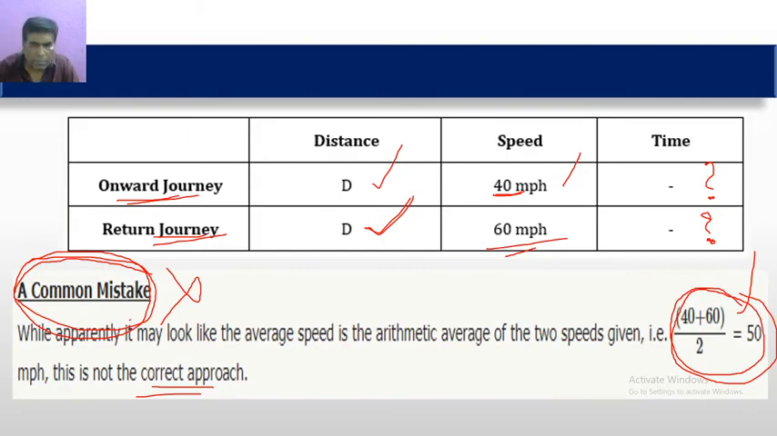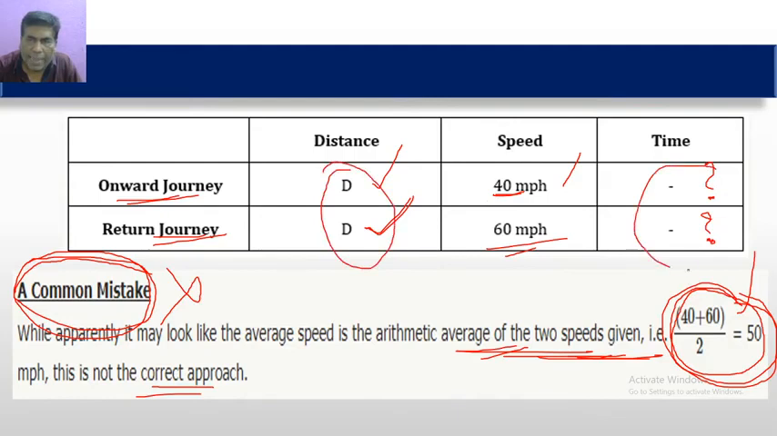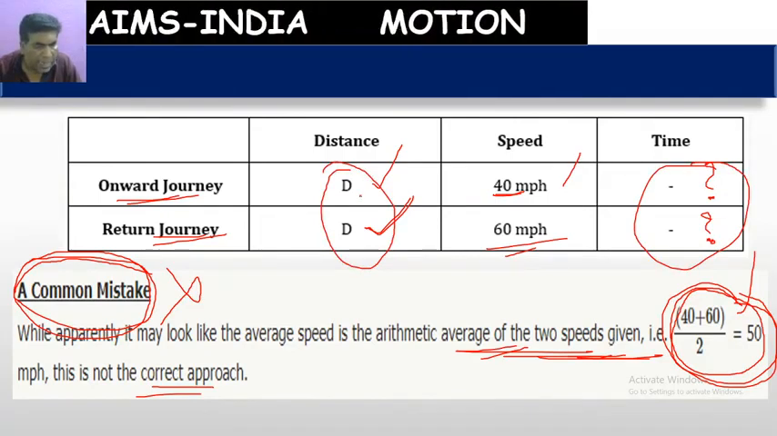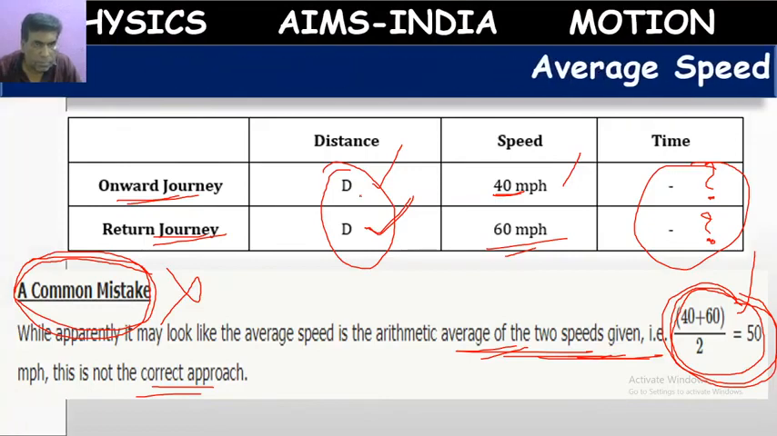So many of you gave the answer 50. I am telling you it is wrong. Why is it wrong? Because it is the average of two speeds. We should not take it like that. What is the definition of average speed? Total distance by total time. Let's see the correct explanation.